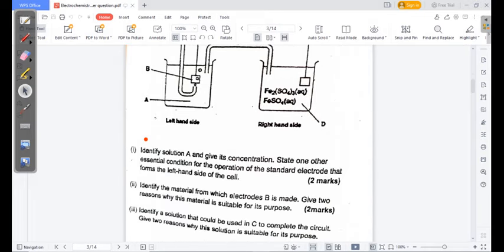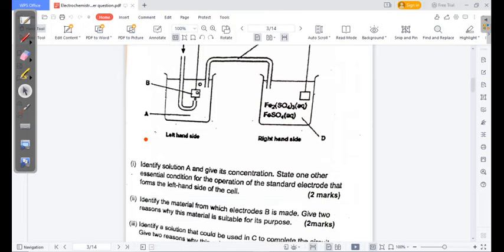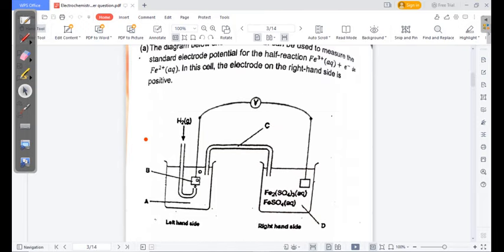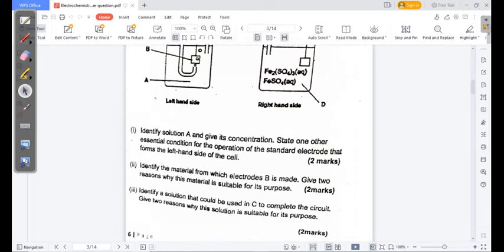Identify the material from which electrode B is made. So as we've observed, we're working with acids and a gas here. So these are not capable of giving us an electrode. What basically happens, we can use non-reactive metals. Platinum is one of them. And then they are also saying give 2 reasons why this material is suitable for its purpose. So we can use platinum because it's unreactive, and it's also capable of conducting electricity. So not only should we get something unreactive, but it should also be a metal so that it's capable of conducting electricity.